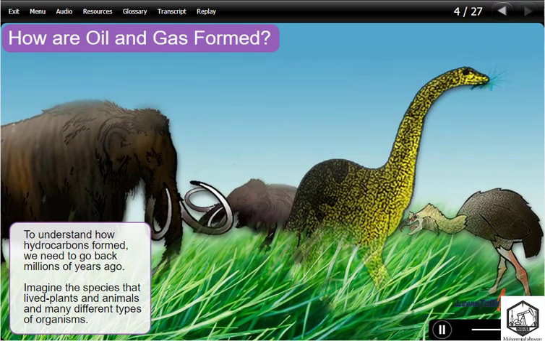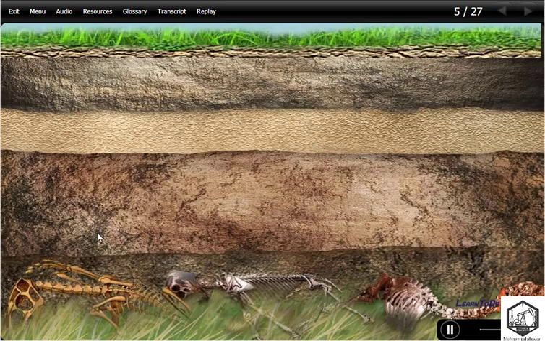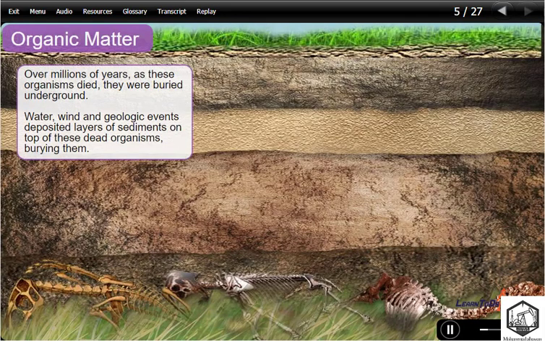Imagine the species that lived, plants and animals and many different types of organisms. Over millions of years, as these organisms died, they were buried underground. Water, wind, and geologic events deposited layers of sediments on top of these dead organisms, burying them.